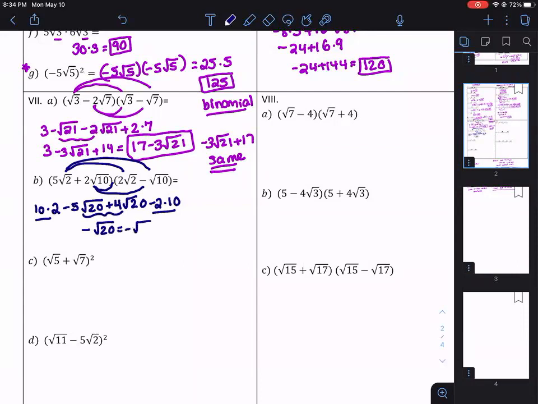Radical 20 can be simplified. There's a largest square of 4. So the final answer there would be negative 2 radical 5. And as I mentioned earlier, you will be asked to express your answers in what we call simplest radical form.